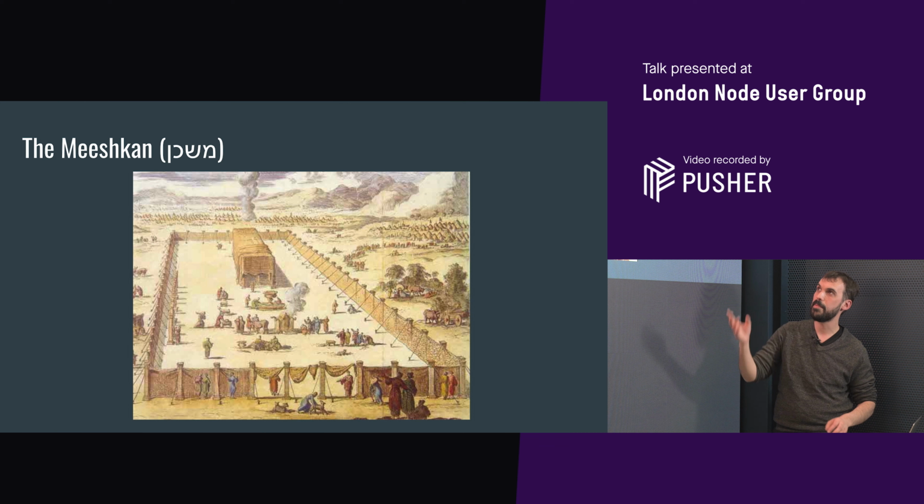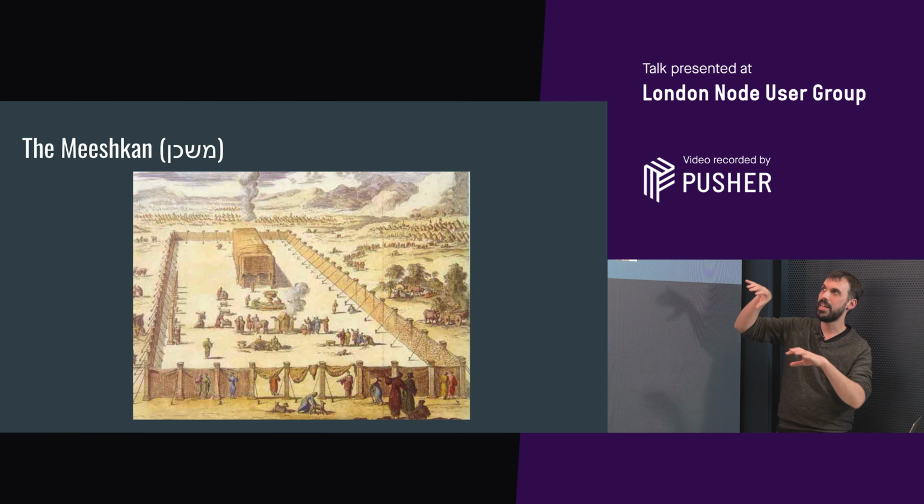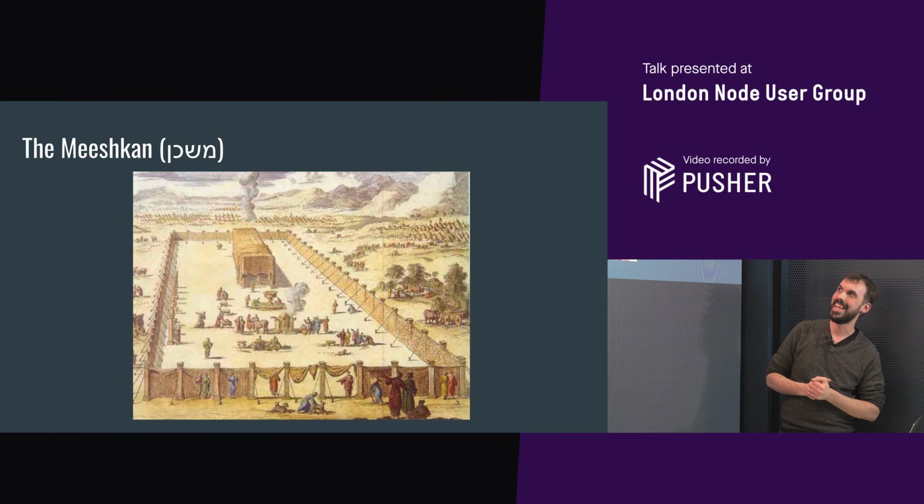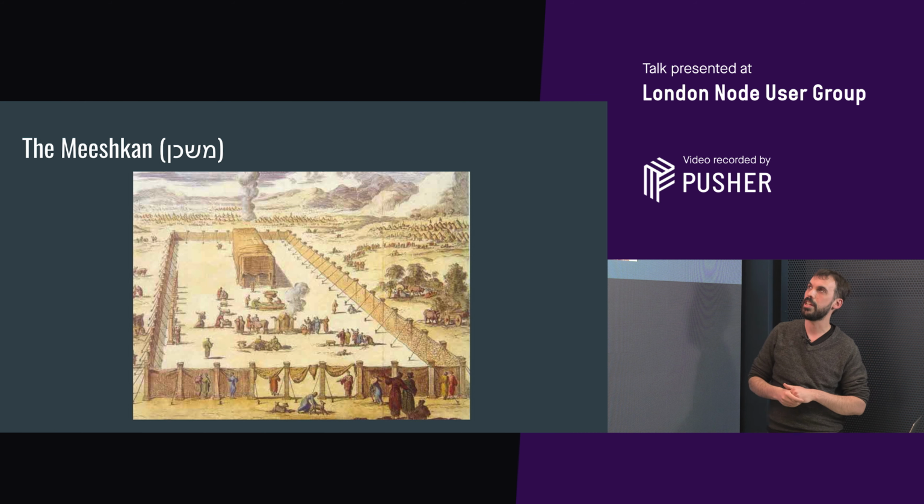So first, I would like to talk about Rabbinic Judaism, just because it links into what Unmock is doing, and I feel like it's not maybe a topic that comes up a lot at Node.js meetups. But the name of the company is inspired by this thing called the Mishkan, which is this kind of portable temple that was built in the book of Exodus.